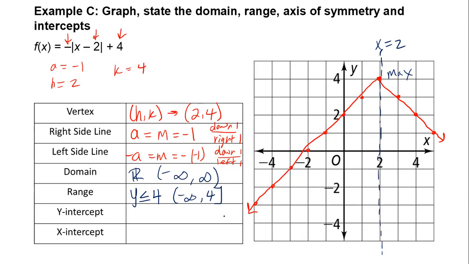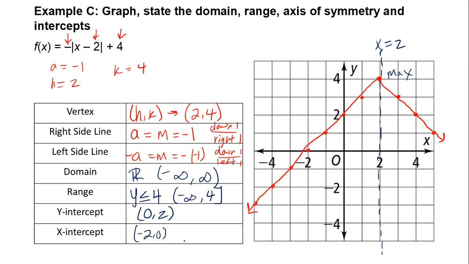If it's a max, your range is going to be less than. If it's a min, it's going to be greater than. All right, our y-intercept. Where's our y-intercept? At (0, 2). That's where we cross the y-axis. Where are our x-intercepts? (-2, 0).